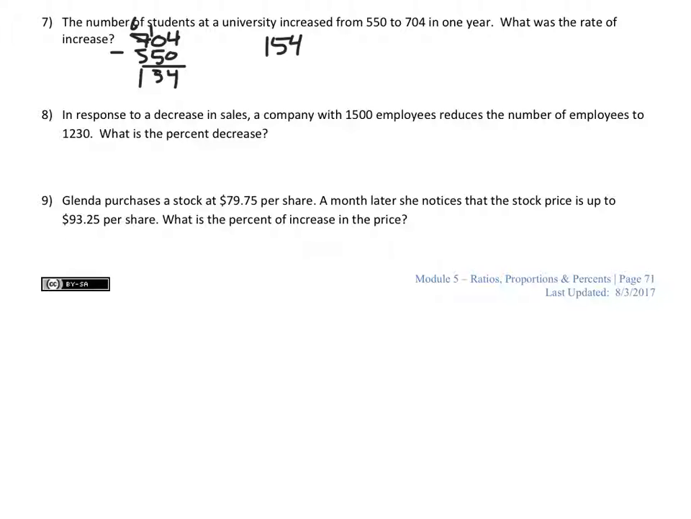On this one, and that's what we'll divide it by, is the original amount, which was 550. Now once again, if we multiply this by 100, we should have directly our answer. So 154 divided by 550 times the 100, I got 28, 28 even. So it's a 28% increase.